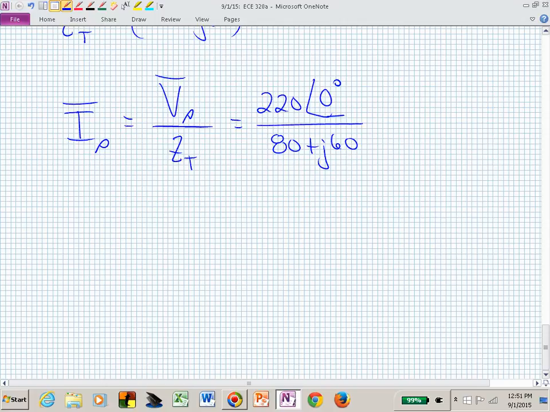Z sub T is 80 plus j60, and since we are all, well, I haven't verified this yet with your passports, but I'm assuming the majority of you are visual learners or like to see things visually. 80 plus j60 is screaming at me to sketch a triangle. Is it doing the same for you? No, I just plug it in my calculator. Duh. But if you have a napkin and you're in an interview, you don't have to say, oh, I misplaced my calculator. I didn't know I was going to be tested during the interview.